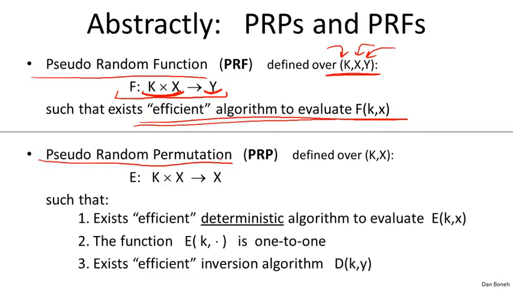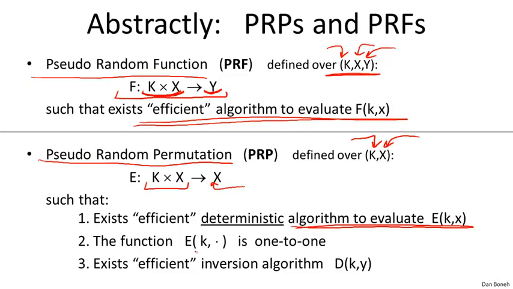Now, a related concept that more accurately captures what a block cipher is, is called a pseudorandom permutation. So a pseudorandom permutation is, again, defined over a key space and then just a set X. And what it does is it takes an element in the key space and an element in X and outputs one element in X. Now, as usual, the function E should be easy to evaluate, so there should be an algorithm to evaluate the function E.